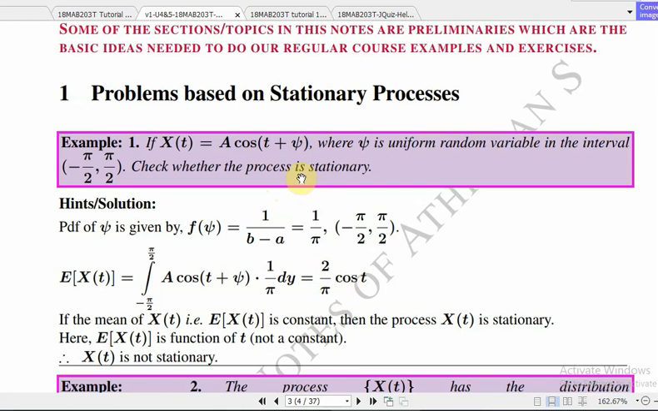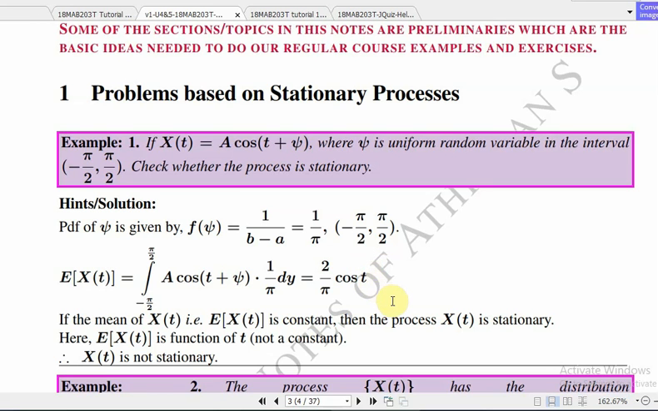So the question is, is it stationary or not? If the mean is constant, then only it is stationary. So here the mean is dependent on t, so it is not stationary. That is the conclusion of this problem. So it is a first stage thing, to prove a process is not stationary, which is the case here.